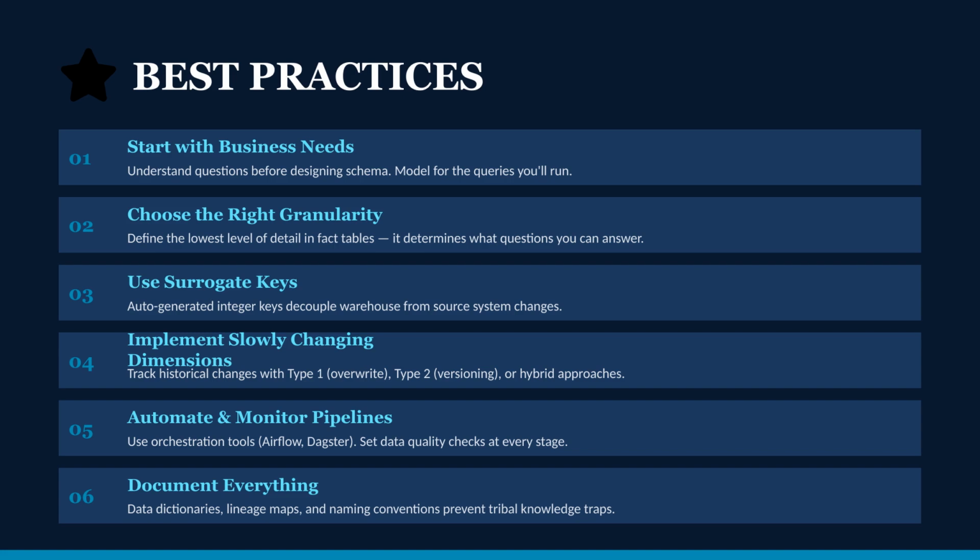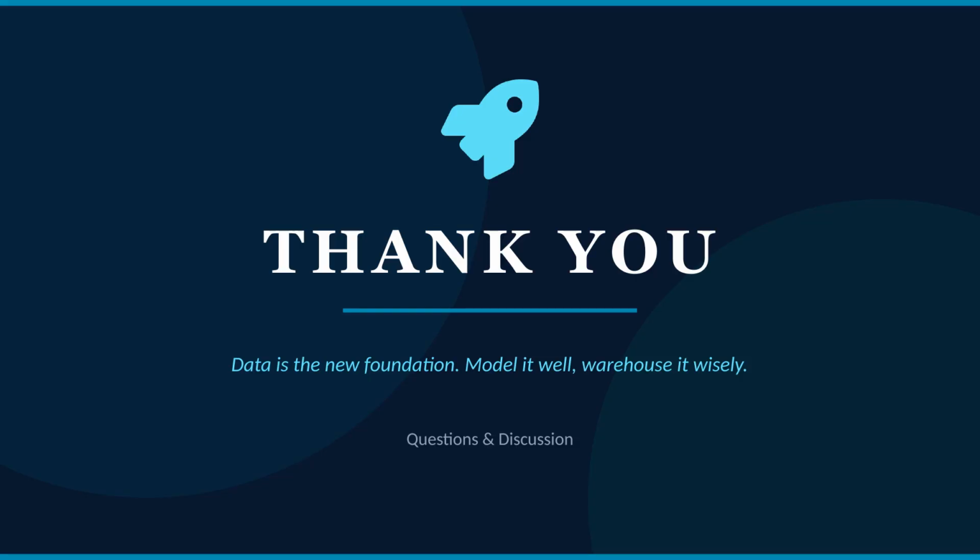5. Automate and monitor pipelines. Use orchestration tools like Airflow. 6. Document everything. Data dictionaries prevent tribal knowledge traps. And that's data modeling and warehouses, the foundation every data team needs.